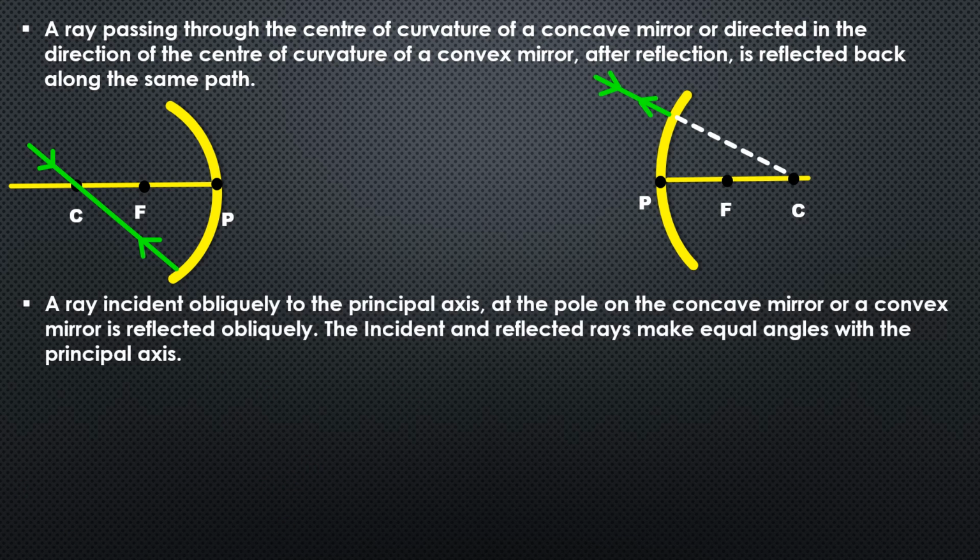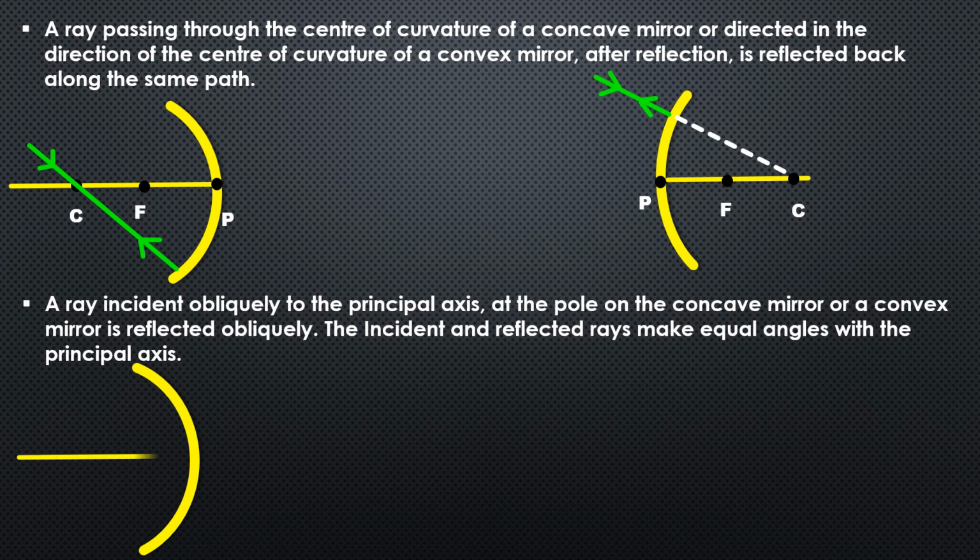And the fourth rule: a light ray incident obliquely to the principal axis at the pole on a concave mirror or a convex mirror is reflected obliquely. The incident and reflected rays make equal angles to the principal axis. That means if a light ray is incident at the pole making some angle i with the principal axis, then it gets reflected back by the same angle.